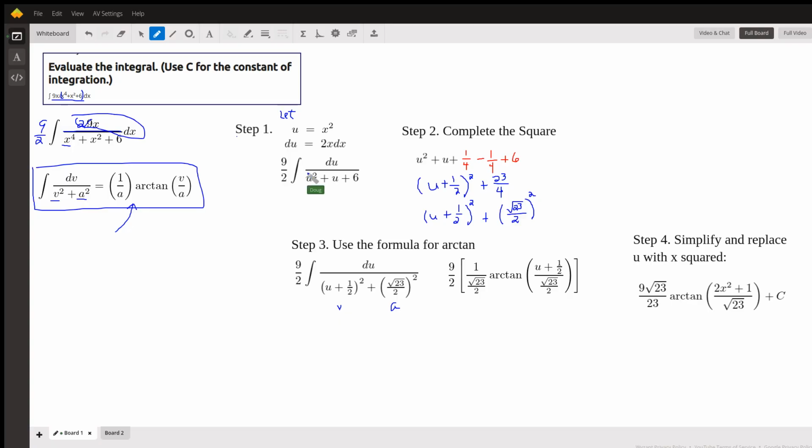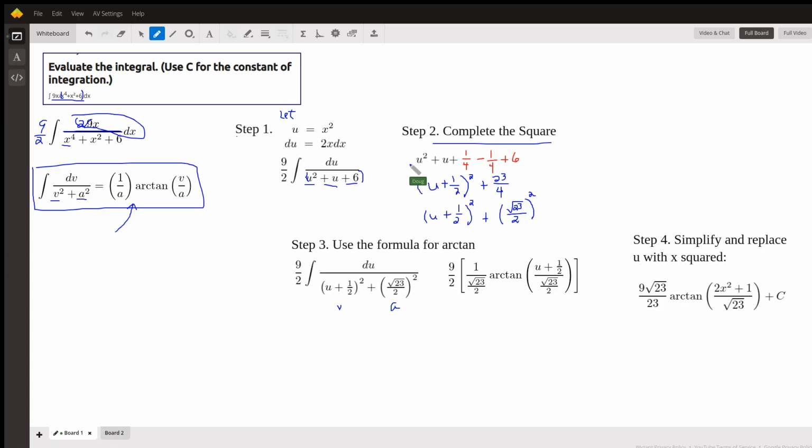So there we go. Now we want to get that denominator to look like v squared plus a squared, and we do that by completing the square. So take the first two terms. To complete the square, we'll take half of the coefficient of u, which is 1/2. Square it, we get 1/4. Then we have to subtract 1/4 to keep it in balance, and then plus this 6.